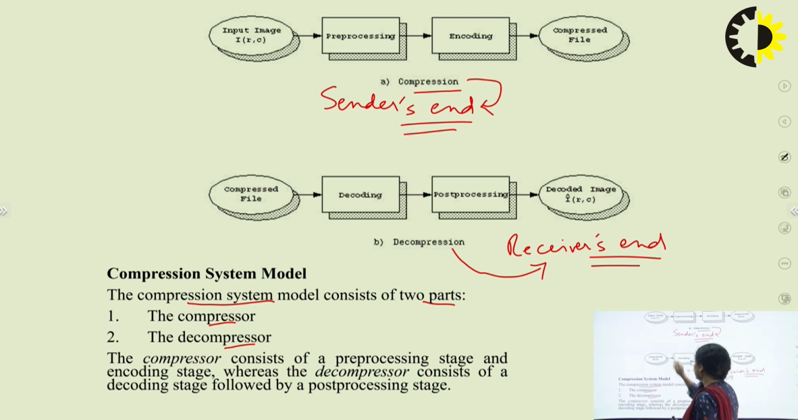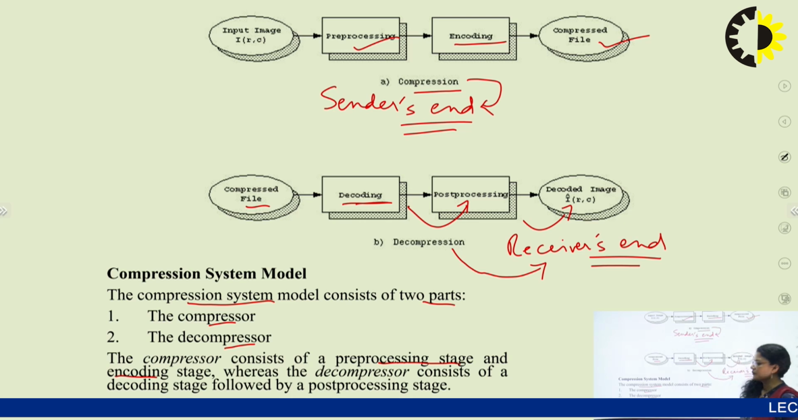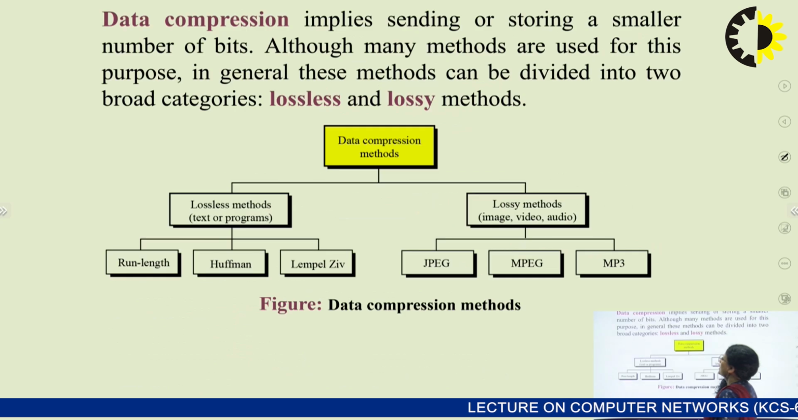The compressor, what does it do? It consists of a pre-processing stage, as indicated in the figure, followed by the encoding stage, and finally we have the compressed file. In decompression, we start with the compressed file, followed by the decoding technique, and after decoding we do some post-processing operations, and finally we get a decoded image. So this is a brief outline of the compression system model that works with any kind of algorithm that we use for the purpose of data compression.